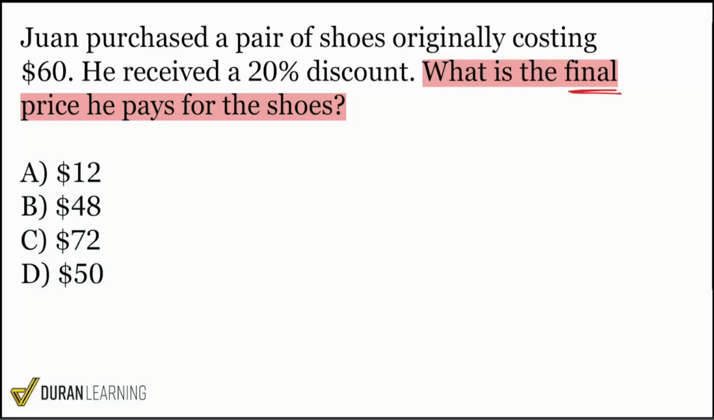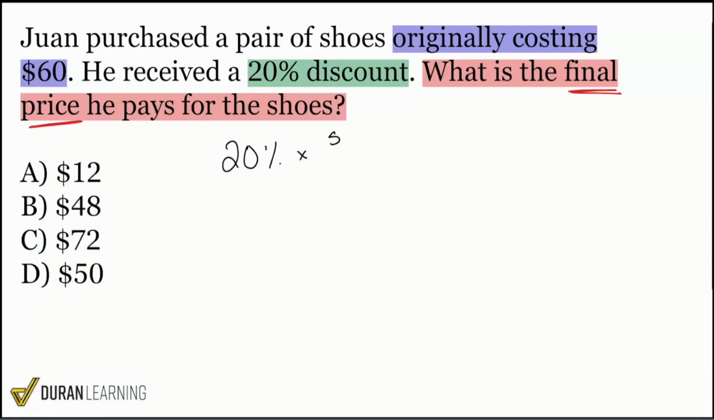Final price. So when we think about everything we see here, everybody, what's the information that we see? Well, I'm going to spot it here. It says the pair of shoes originally cost $60. And I also see that there's a 20% discount on those shoes. My party people, this is how you can tell whether or not you're on the right track. Watch this. I'm going to write this 20% times the original $60.